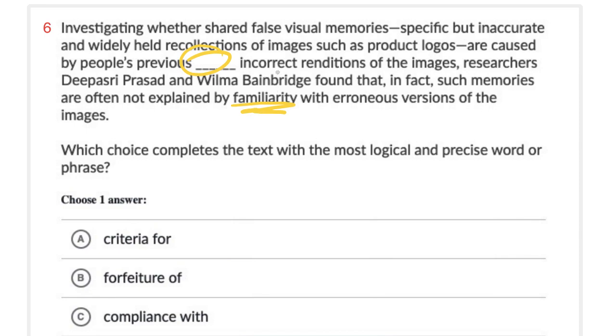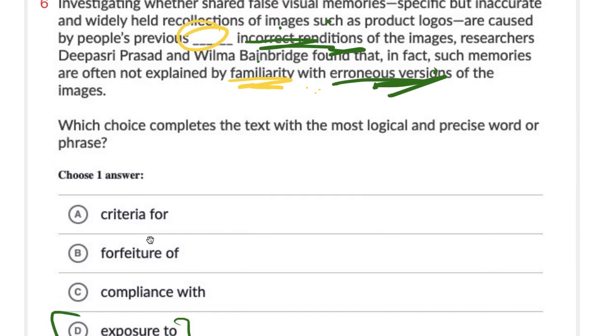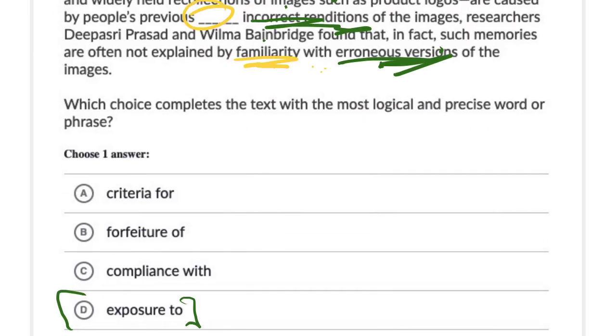They're saying basically that they were investigating whether it was the case that these false visual memories are caused by people's previous familiarity with erroneous versions, incorrect renditions. So that's our link. Incorrect, erroneous versions, renditions. Familiarity with, exposure to. Okay, so again, you couldn't see it on the page, but I could see it out of the corner of my eye, and I kind of knew it was going to be correct, and I inserted it there inadvertently while reading.